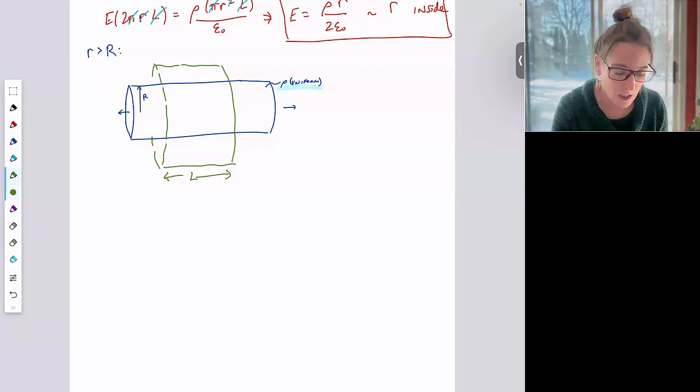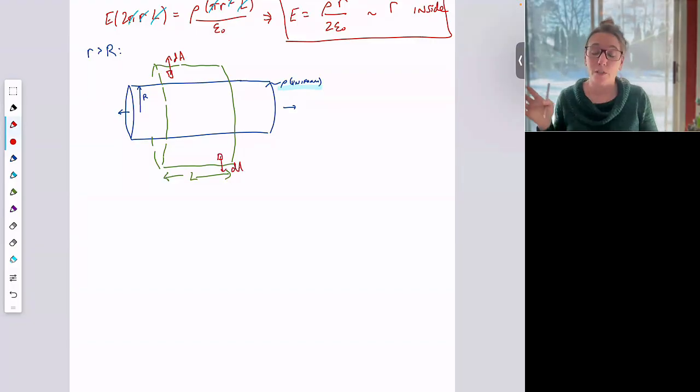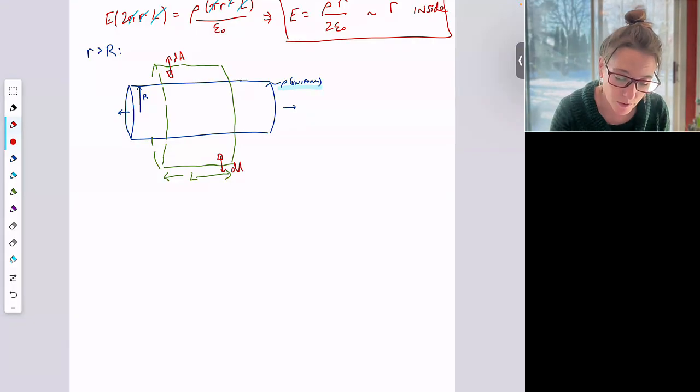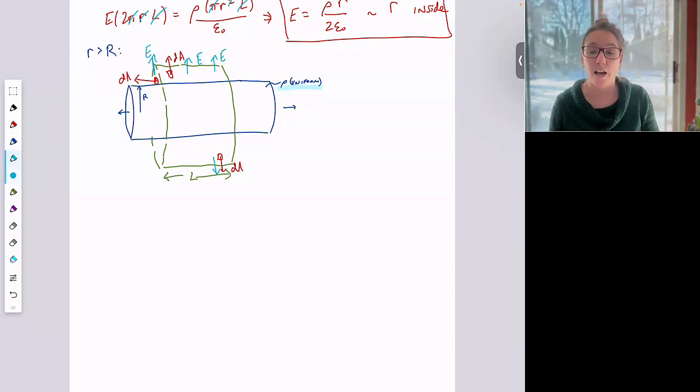And so in this scenario, my dAs on this Gaussian cylinder are still pointing perpendicular to the cylinder at all points. So my dAs point out like so, and I still have my electric field parallel on the curved portions, but then perpendicular on the end caps.